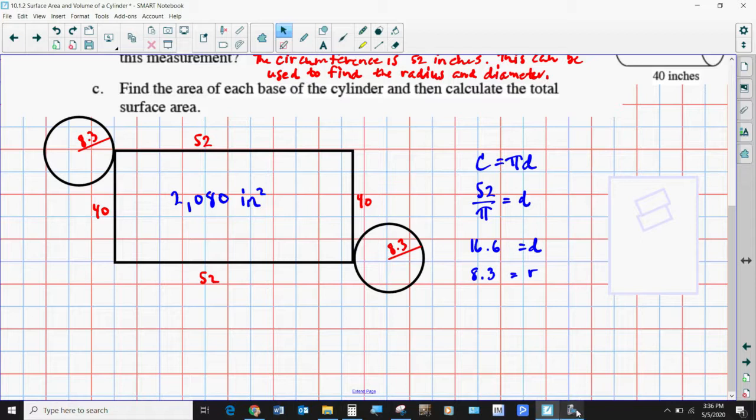So I'm going to pause. You go ahead and pause. Figure out what the area of one of these circles is, and then double it because you've got two circular bases. And we have to find the area for the total.